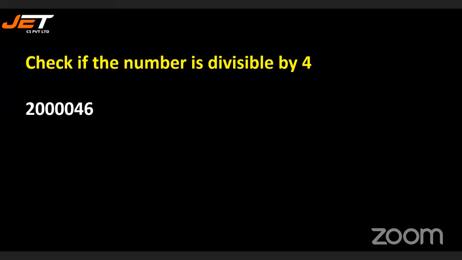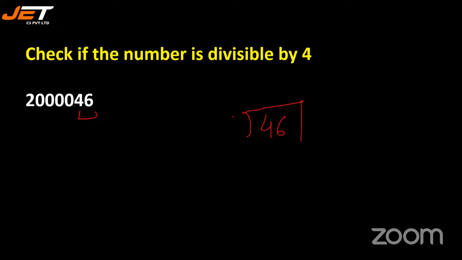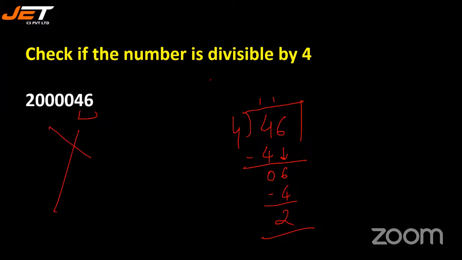Do this fast. I hope it's done. So 46. Again, we are going to check 46. 4 times 1 is 4. Bring down 6. 4 times 1 is 4. 2 remainder. That means it is not exactly divisible by 4. That means this is also not divisible by 4.